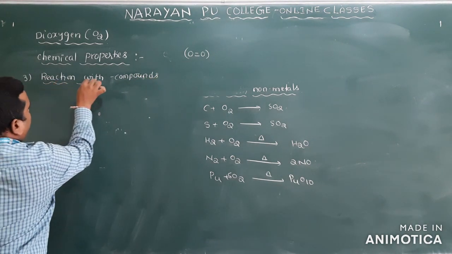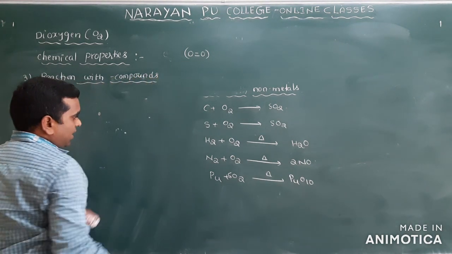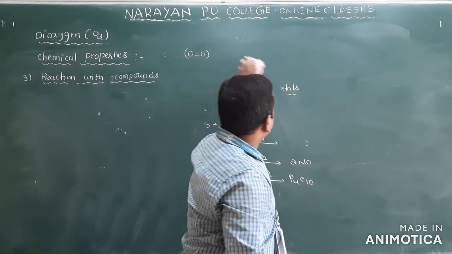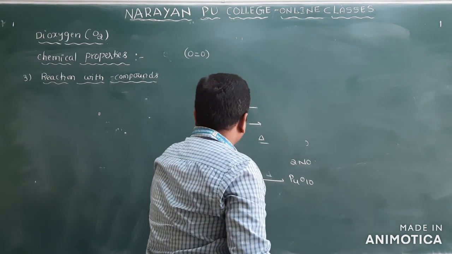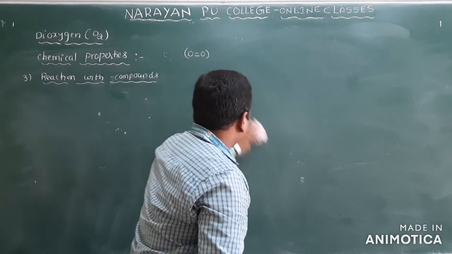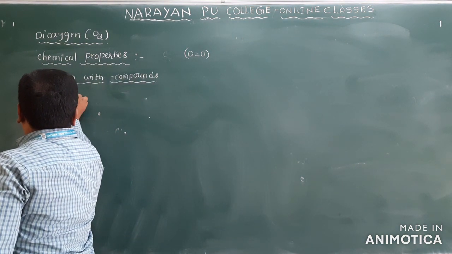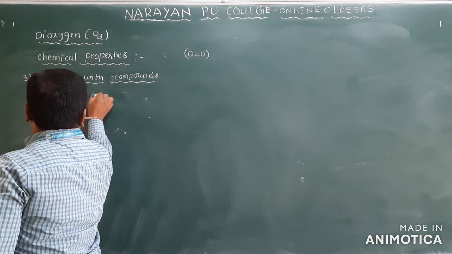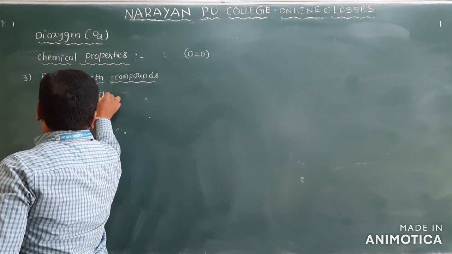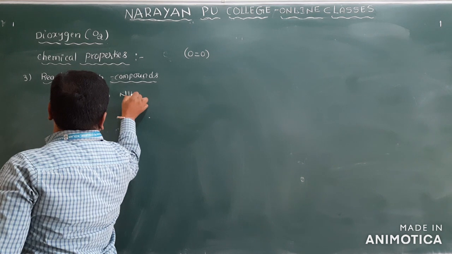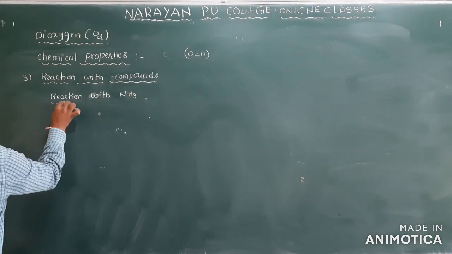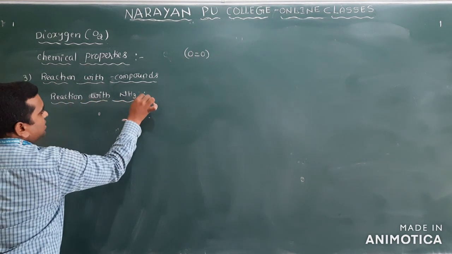Reaction with compounds. Put the first heading, reaction with ammonia. First, what is it here? Reaction with ammonia. Clear? So, what is the formula of ammonia? The formula of ammonia is NH3. Clear?